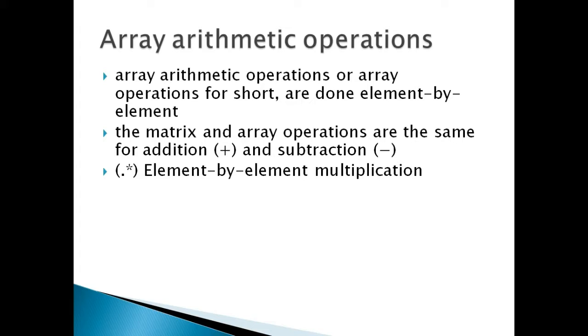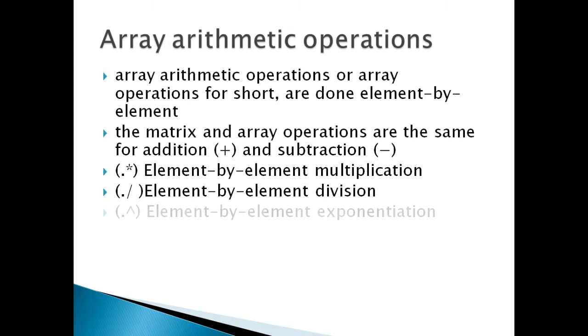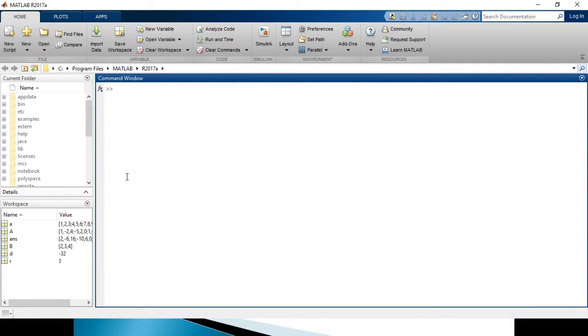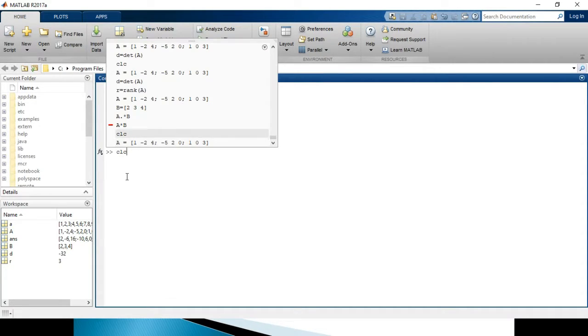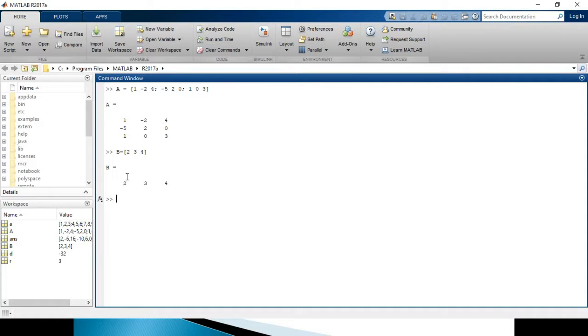And look, there is a very small difference between the matrix operation and array operation. There will be a dot before the operator. It will be the same for everything, for division, and for finding the exponent of a matrix. So now I am going to take a matrix, that is A, and another matrix, that is B.